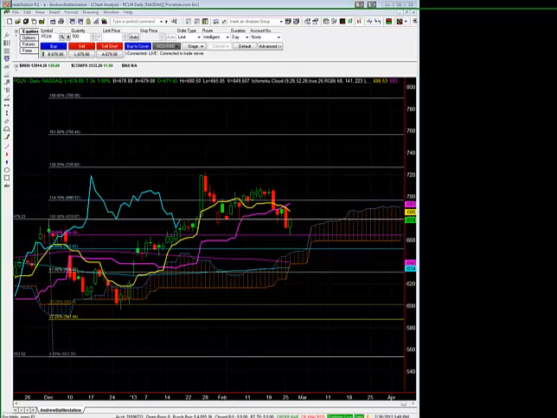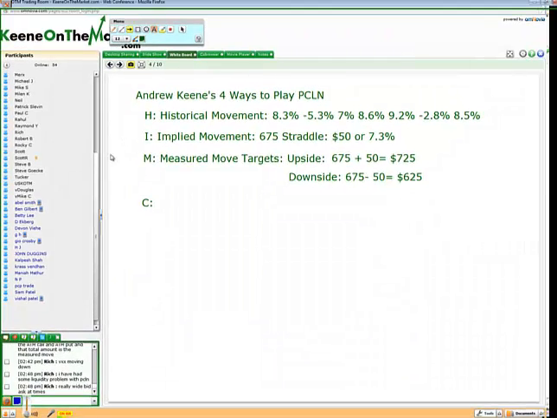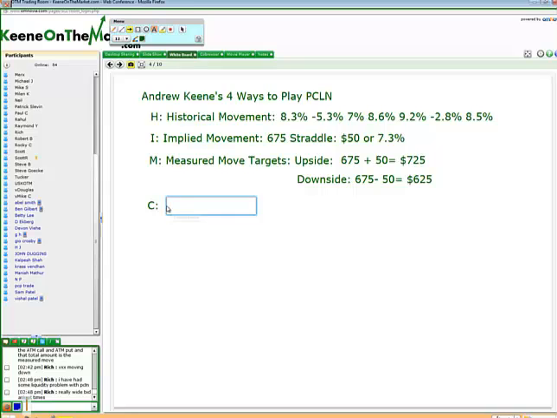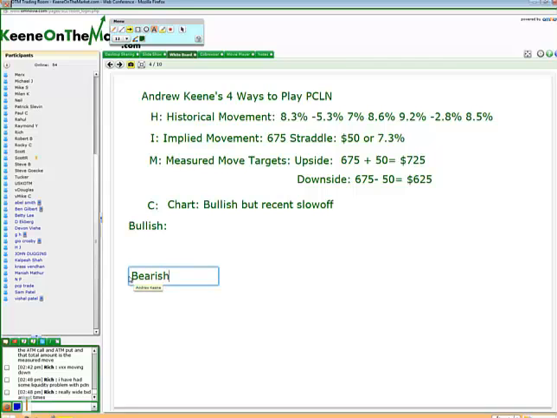So let's go back here, and we're going to talk about 4 ways to play this. It's like choose your own adventure. So the chart, bullish, but recent sell-off. So 4 ways to play. First one is bullish. And this is kind of a new trick I've shown for some. I haven't done this one in a while. The 4 ways to play it: one is bearish, one is buying movement, and the other one is selling movement.